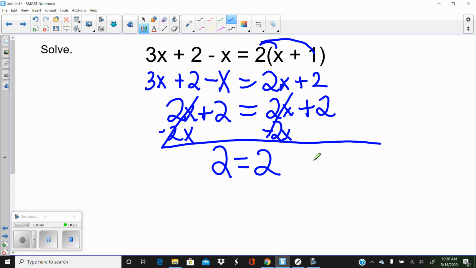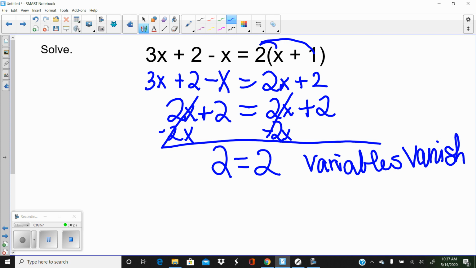Okay, so we've talked about this. When the variables vanish, my variables have disappeared, you take a look at what kind of statement you have. I have a true statement. And that true statement must lead you to make a decision. The answer is not 2. Please don't say the answer is 2.